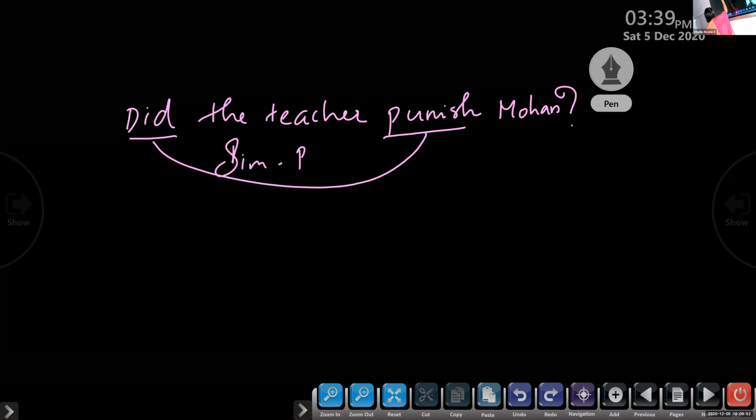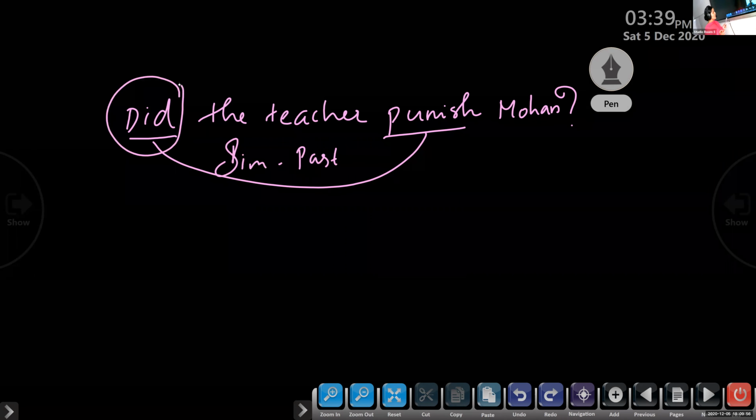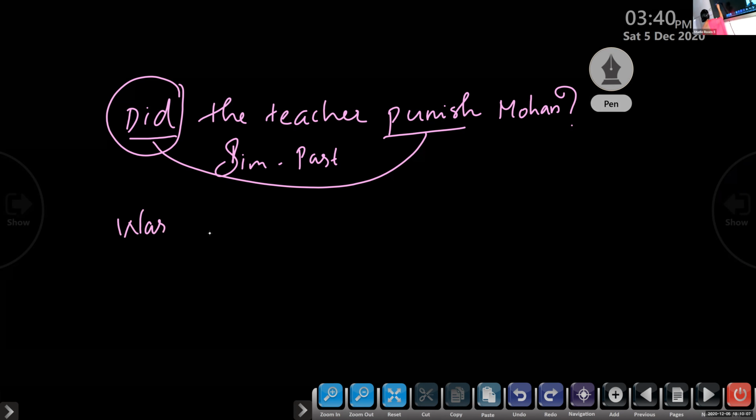Okay, how to change this? As it is starting with did, which cannot be used in passive form, right? So what is your plan to begin the sentence? Was Mohan punished by the teacher? Excellent, excellent. Very good. Was Mohan punished by the teacher? Question mark.